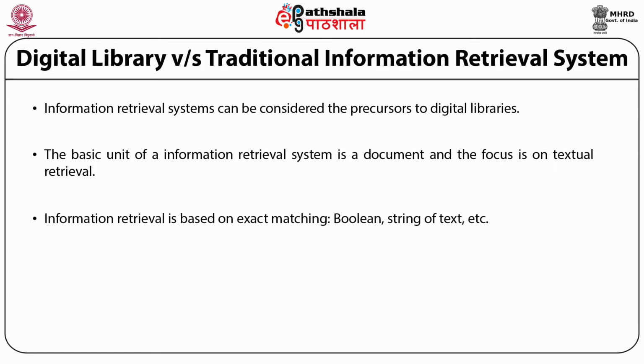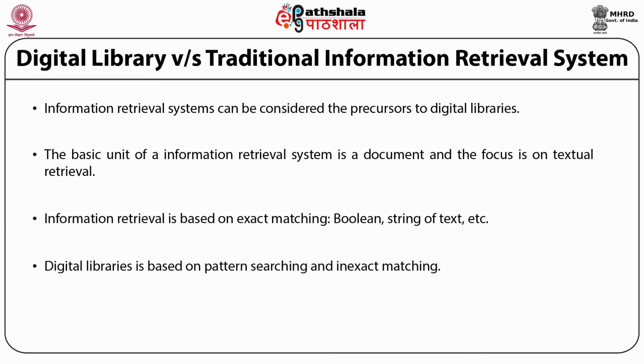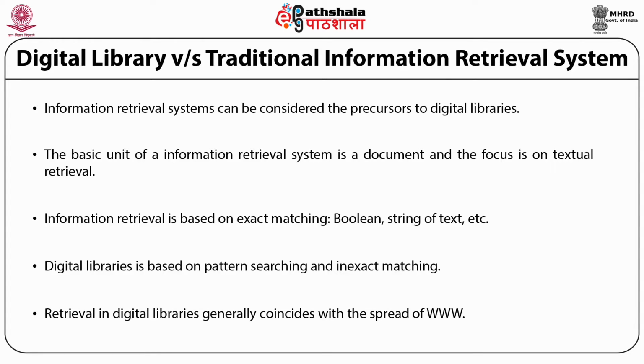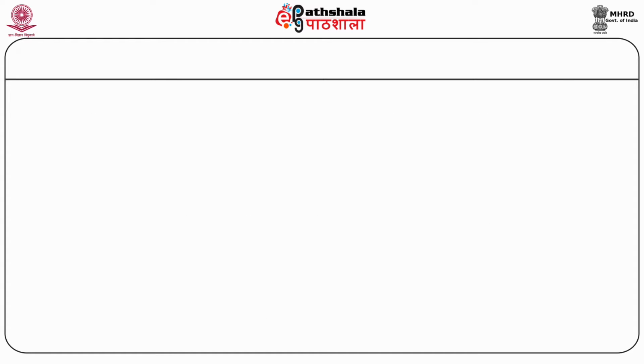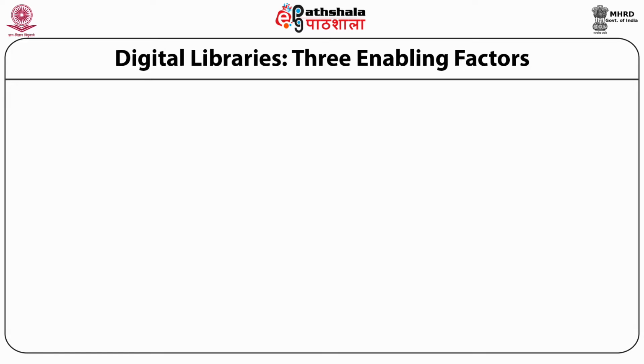Traditional information retrieval systems are based on exact matching, Boolean or string of text, etc. Traditional IRS do not support fuzzy logic and inexact searching, which is one of the proprietary benefits of digital libraries. Digital libraries are based on pattern searching, inexact matching, and fuzzy logic. Migration from information retrieval to digital libraries generally coincides with the spread of the World Wide Web. Now we know that digital libraries are a migration from, or one can say successors to, information storage and retrieval systems.